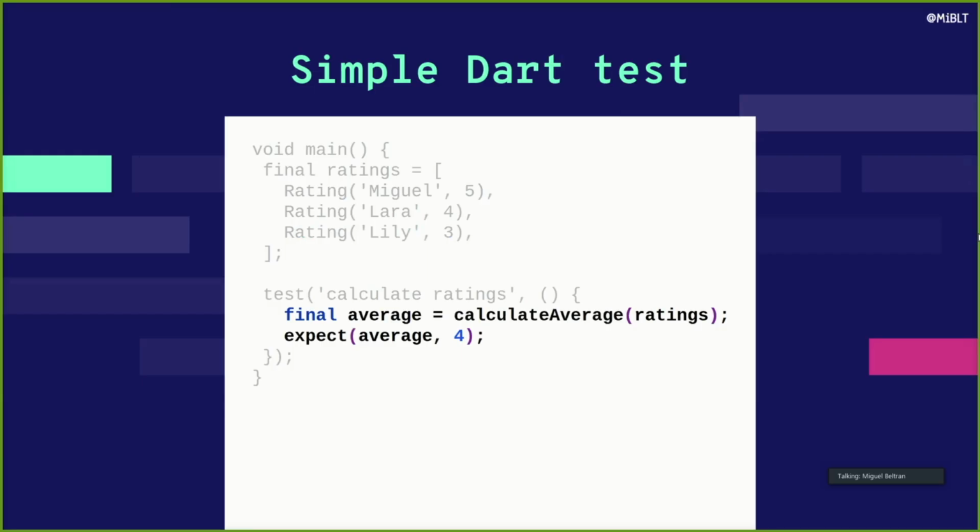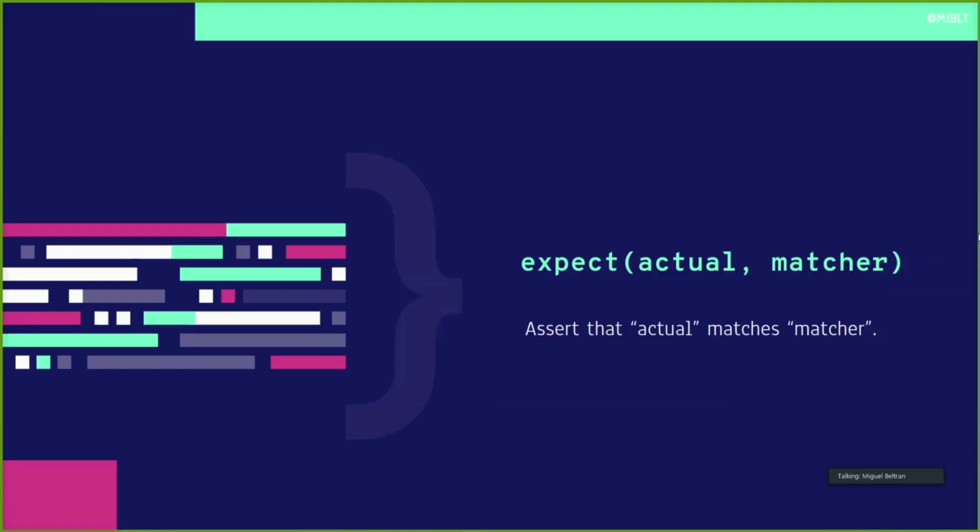And then we call the calculate average method inside the callback, we get the average and we check that this average is 4. So for that, we use the expect method. You're going to be using expect a lot when testing in Dart and Flutter. This performs an assertion that the actual matches the matcher, meaning that it will fail the test if they are different. The cool thing is that the matcher can be both a value or also a matcher that is provided by the test library.